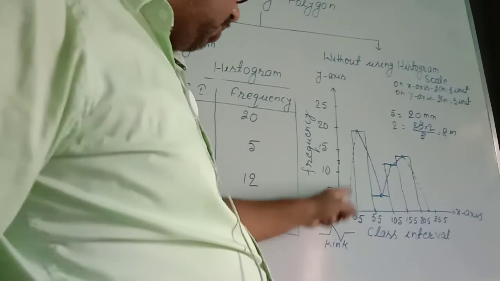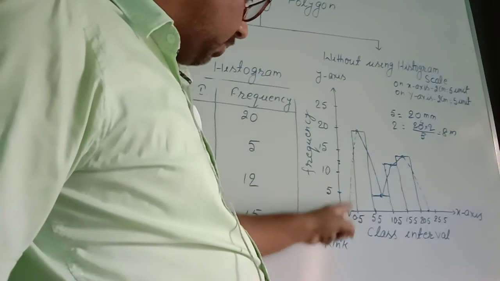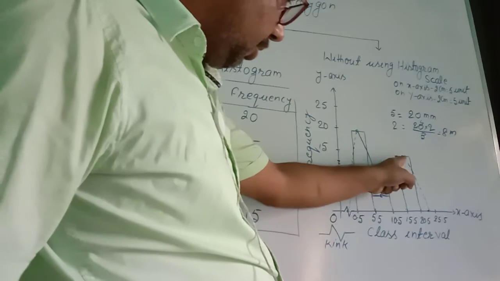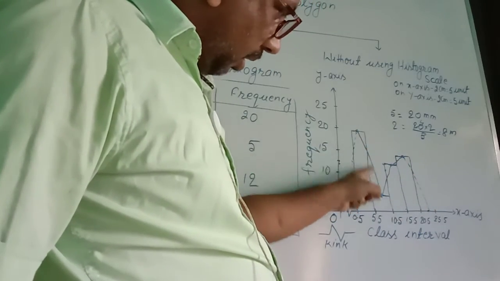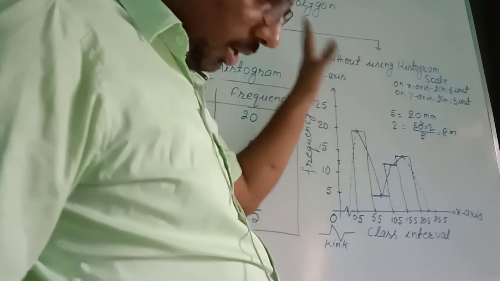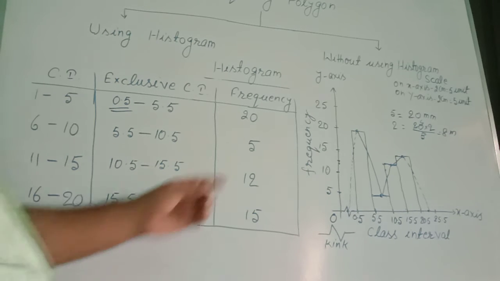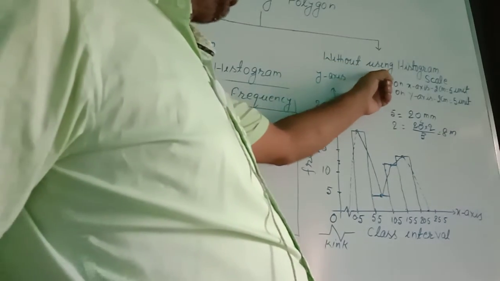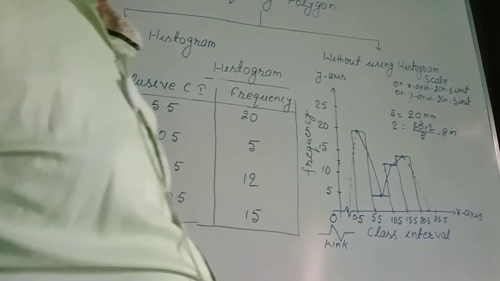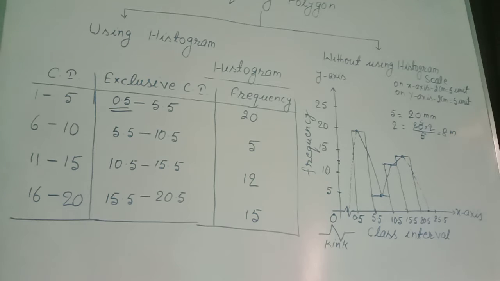These 2 points should be joined with a dotted line, these 2 should be joined with a dotted line, and all the middle points should be joined with a solid line. Use a scale to join all of these, and this becomes the frequency polygon. Now in the second part, if the question says to draw the frequency polygon without using a histogram, how will you draw it? We will see in the next part.